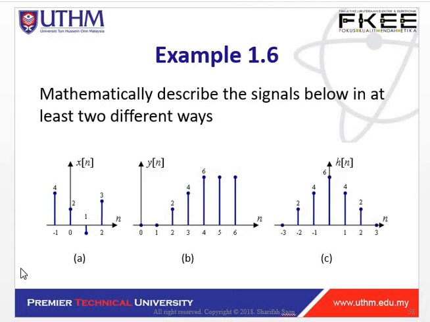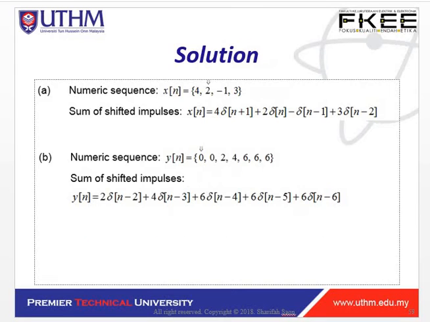Okay, let's look at an example. Mathematically describe the signals below in at least 2 different ways. You have the x[n] here. For question A, x[n] is 4, 2, 1, 3. Now let's look at the solution. The numeric sequence is x[n] equal to 4, 2, 1, 3.